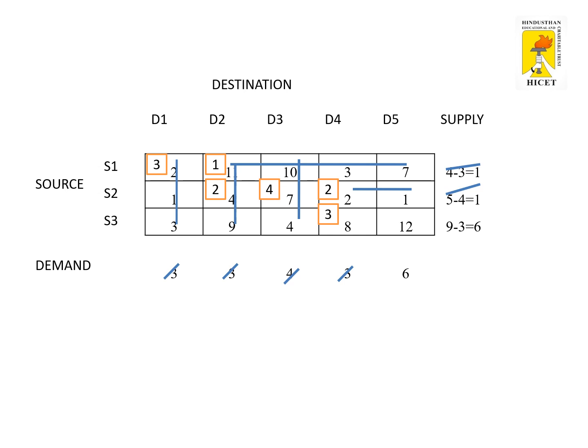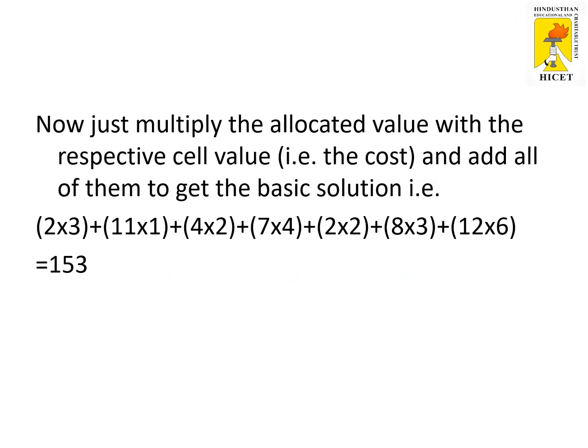Now, multiply the allocated value with the respective cell value, that is the cost, and add all of them to get the basic solution. That is 2 into 3 plus 11 into 1 plus 4 into 2 plus 7 into 4 plus 2 into 2 plus 8 into 3 plus 12 into 6. Totally, the transportation cost will be equal to rupees 153.